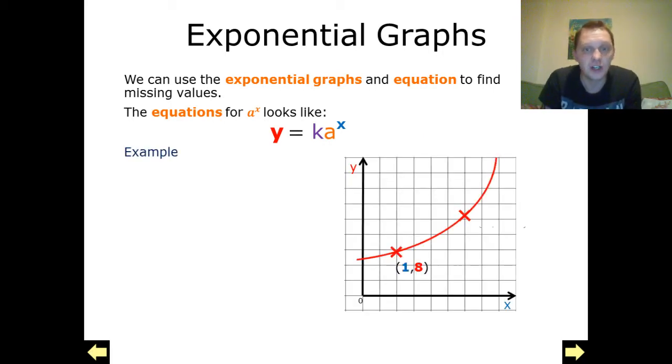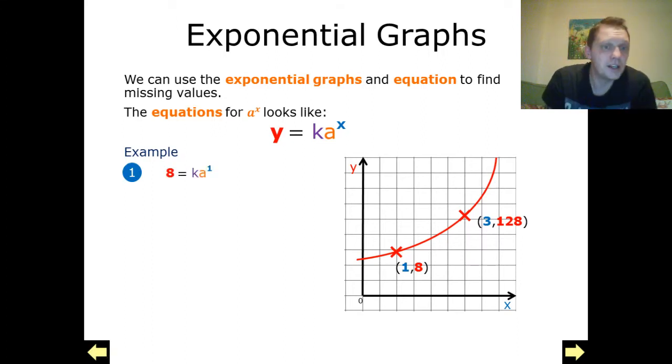So here we've got a graph. Our y-axis, our x-axis, this is our curve, and here we've got 2 points highlighted. First point is at (1, 8), and the second point is at (3, 128). Now, we're going to approach this in a slightly similar way to what we do for simultaneous equations.